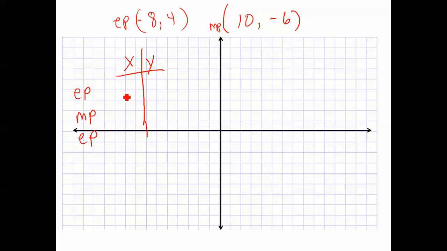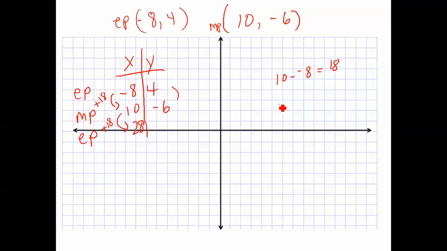So my endpoint is negative 8, 4. My midpoint is 10, negative 6. So to get from negative 8 to 10, I add 18. Okay, and you could do this trial and error. You could do 10 minus negative 8 gives me 18, so that's what I had to add. So now I'm going to have to add that again. 10 plus 18 is 28.